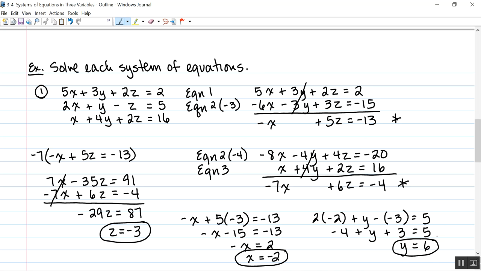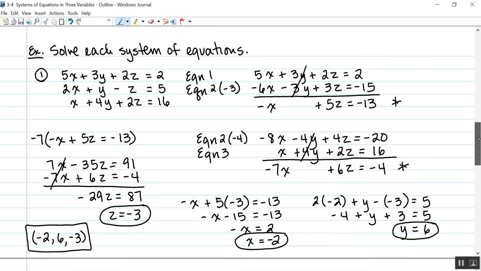And so my final answer, I don't know if I have room here, I'll write it over here, is going to be x is negative 2, y is 6, and z is negative 3. And that's my answer as an ordered triple. And this means that there is one solution, that these three planes intersect in one point. As you can see, this is going to take a lot of binder paper.